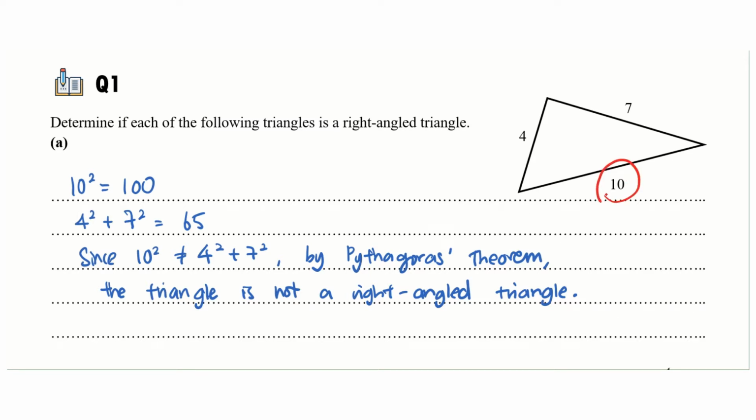So after we determine the hypotenuse, we consider 10 square, which is going to be equal to 100. Then we take the sum of squares of the two remaining sides. That means 4 square plus 7 square, and that will be equal to 65. So now that we have computed each of these statements, we will see that one of them is equal to 100 and the other one is 65. Hence, they are actually not equal. So since they are not equal, then by Pythagoras theorem, the triangle is not a right angle triangle.